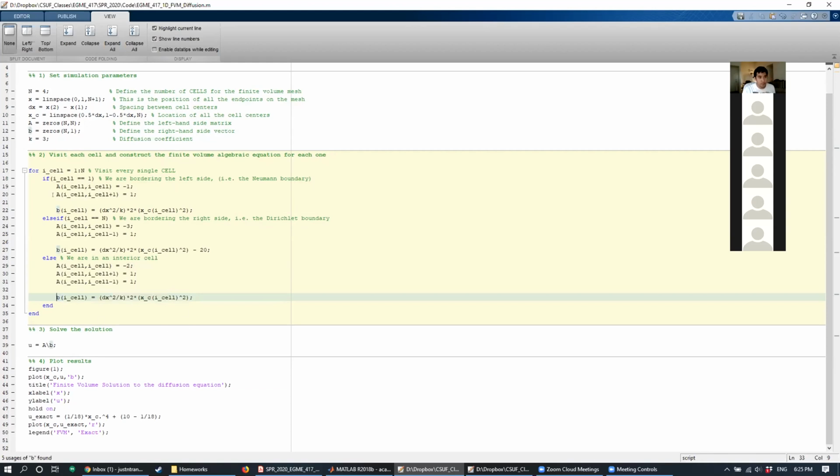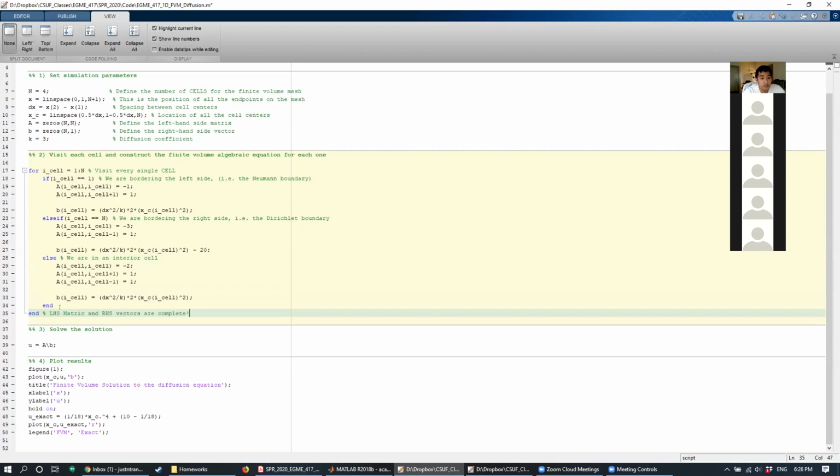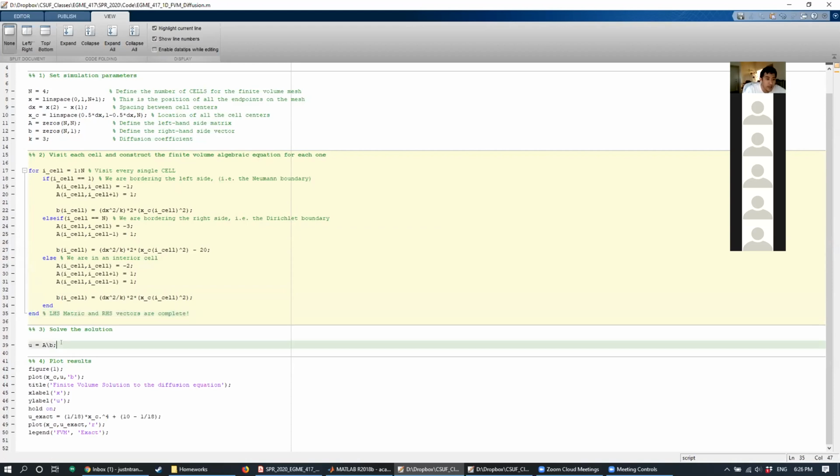Right? So this for loop is going to visit every cell. So depending on what index of the for loop, we're going to enter into a different entry into this if statement. So every time we loop, we just choose 1. Right? And then once we're out of this for loop, then our matrix and vectors are complete. And so once we do that, we're ready to solve. Okay, so that's what I do right there.